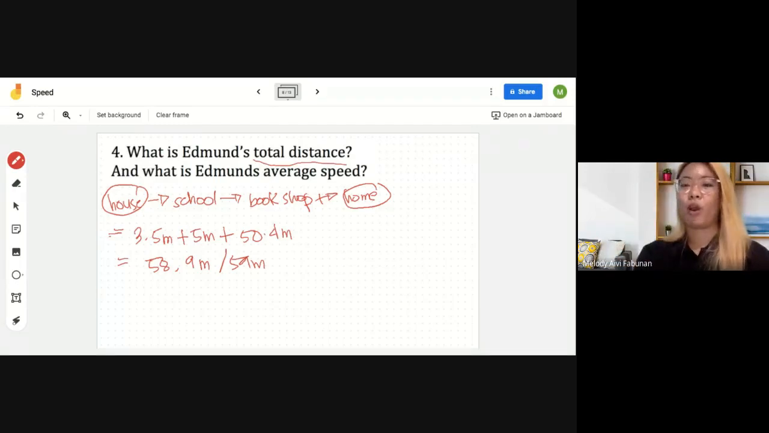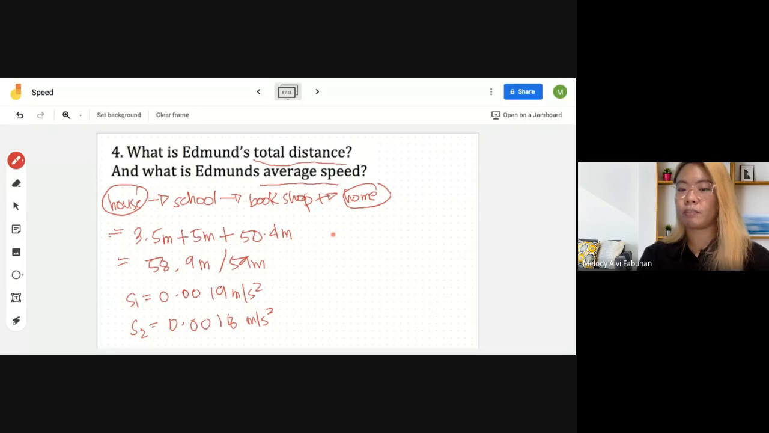Ang gagamitin natin ay hindi distance, but it will be the value of the displacement. Okay, so now let's compute what is Edmond's average speed. So yung first speed niya is 0.019 meter per second squared. Yung speed number 2 niya is 0.018 meter per second squared. And then yung kanyang third speed is 0.12, 0.12 meters per second squared.